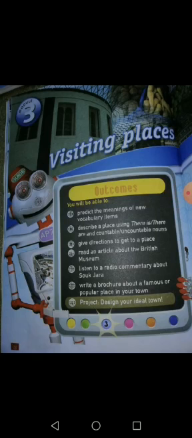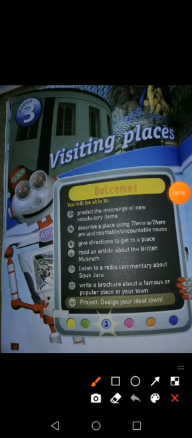Today we will start a new unit. Today we will start unit 3. The title of this unit is Visiting Places.